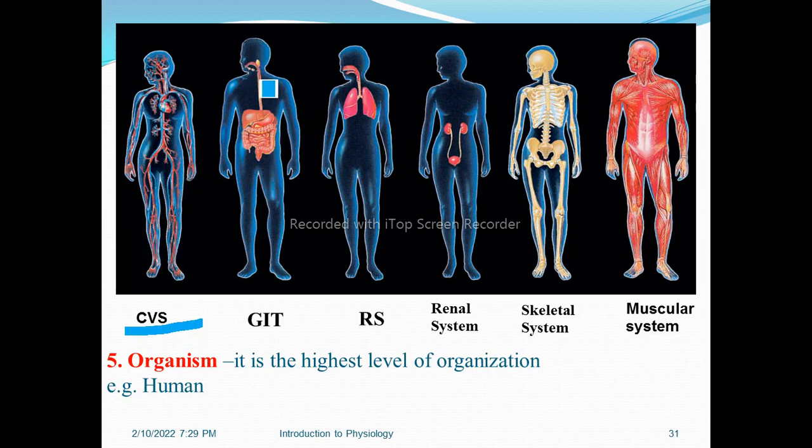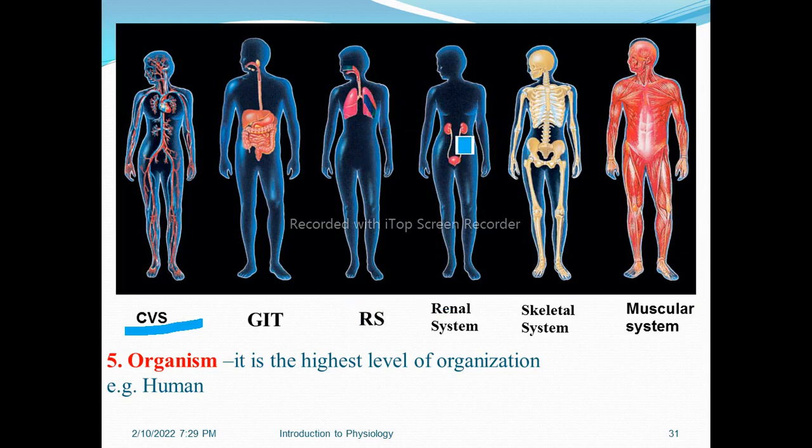And this is the GIT. It starts from the mouth, pharynx, esophagus, liver, stomach, small intestine, large intestine, and pancreas, something like that. Spleen. This is our GIT. And this is the respiratory system. It starts from the nose, pharynx, nasopharynx, laryngopharynx, larynx, trachea, bronchi, bronchioles, and lung.